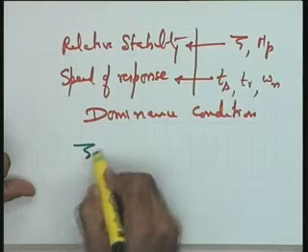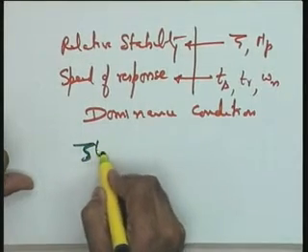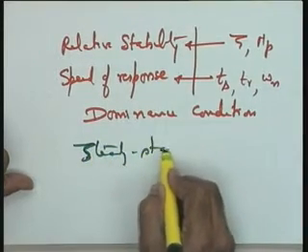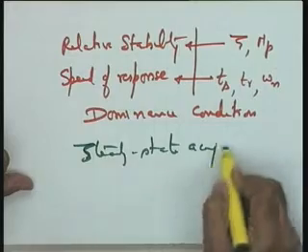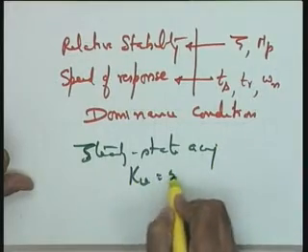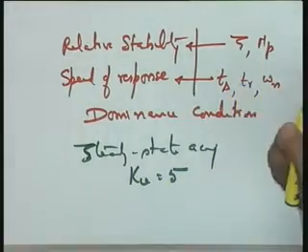Let me say that for the system under consideration, the requirements are this: zeta, and the steady state accuracy requirement is given in terms of Kv equal to 5. Please see how we proceed further.